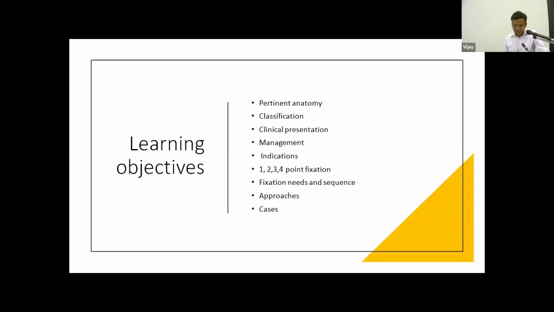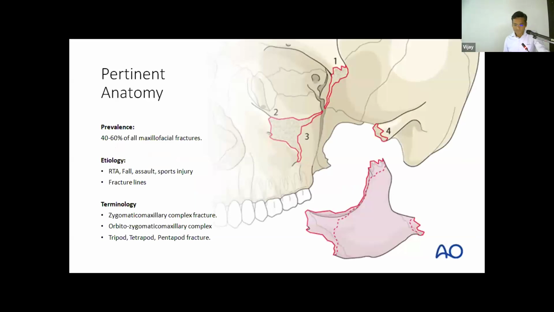So we will discuss a little about pertinent anatomy, classification of this fracture, clinical presentation and management part, and surgical approaches and a few cases.